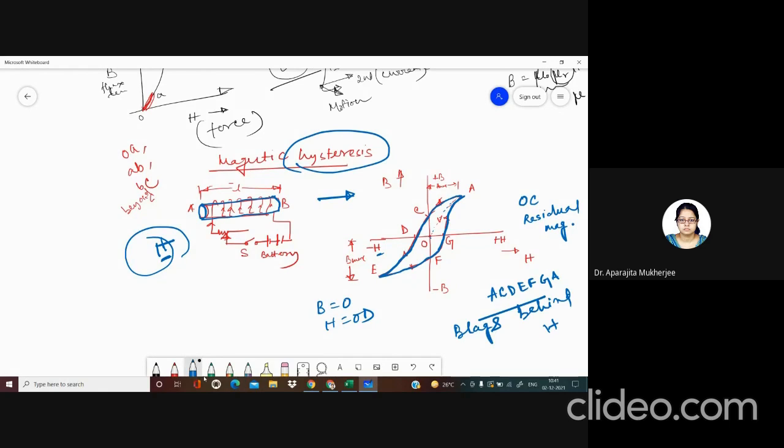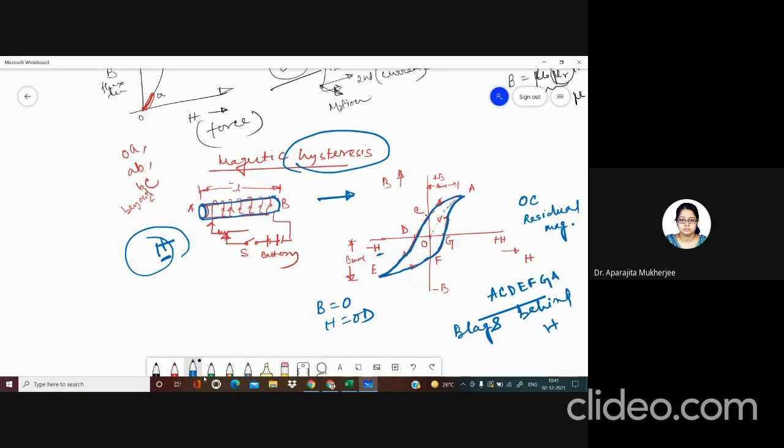So this is basically the magnetic hysteresis, and this kind of loop is called the hysteresis loop. Whenever you study the transformer, you will see that there are two types of losses that occur in a transformer. One is the hysteresis loss and another is the eddy current loss. So the term hysteresis comes in this manner.